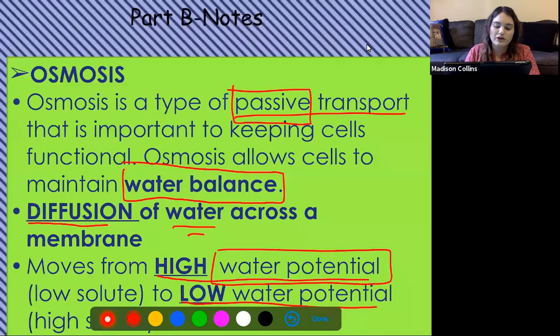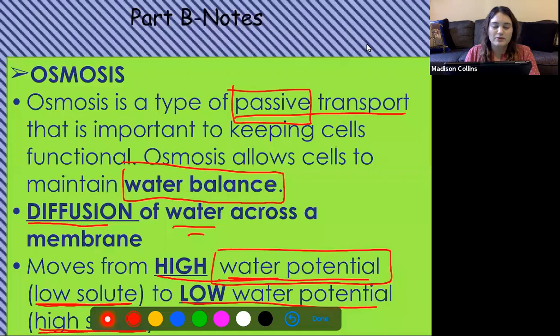So it's going to move from an area of high water potential, where we have a lot of water molecules, to an area of low water potential, where we have fewer water molecules. But that also means, this is going to make more sense when I get to the next slide, so I know this is confusing. In areas where we have a high water potential, that means that we have a low amount of solute, and an area of low water potential means that we have a high solute.